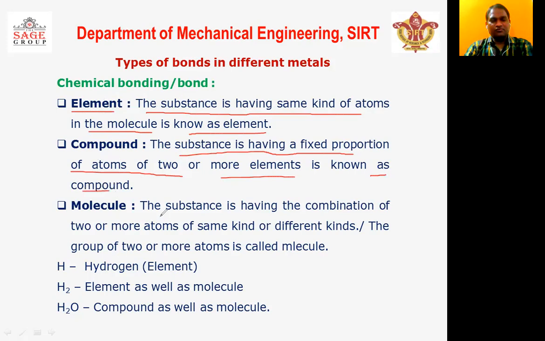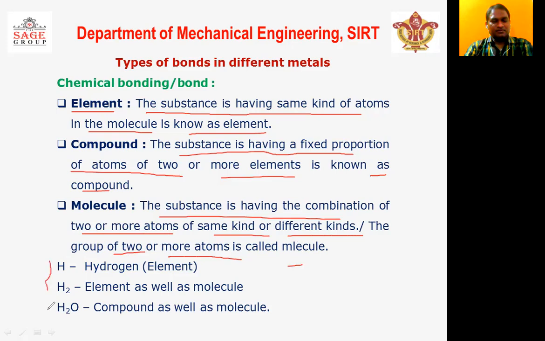And what is a molecule? The substance having the combination of two or more atoms of the same kind or different kinds. The group of two or more atoms is called a molecule. Please correct the spelling of molecule. M-O-L-E-C-U-L-E, molecule.